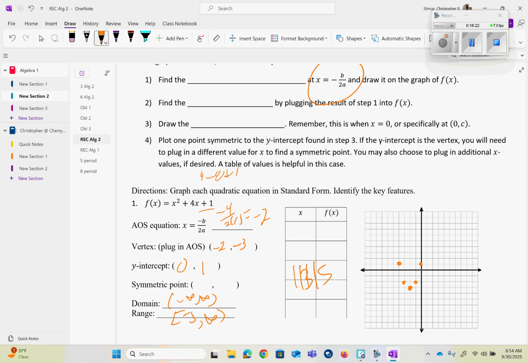Oh, here's my symmetric point. Remember, so the y-intercept is right here. So the symmetric point is going to be 1, 2, 3, 4, negative 4. So it looks like that.